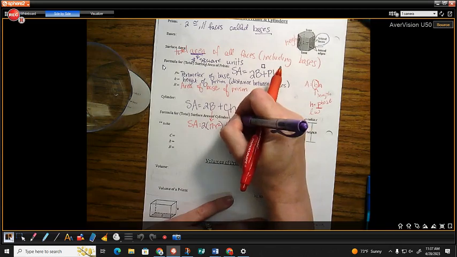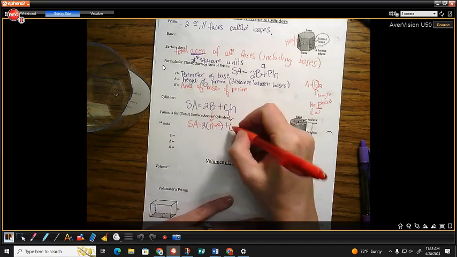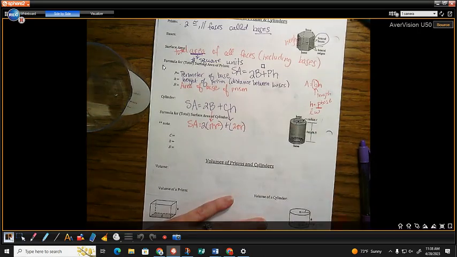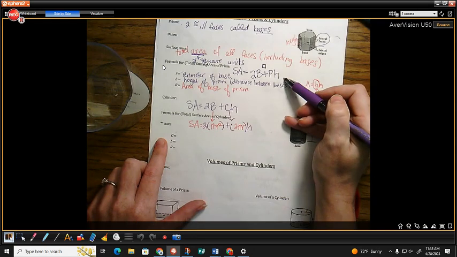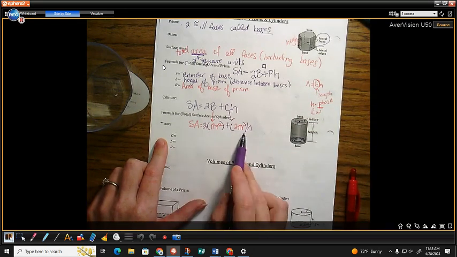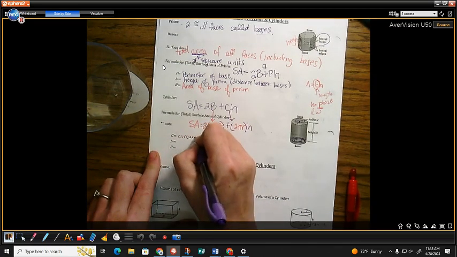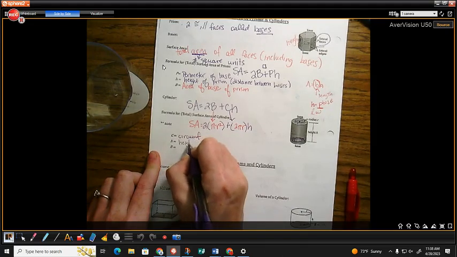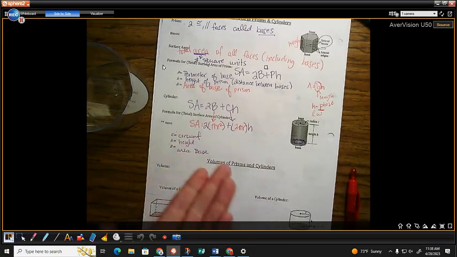Plus, how do I get circumference? What's that? Is it 2 pi r? I don't know, is it? Okay, somebody else agrees with you. So 2 pi r, and then times your height. So now I've taken the same old formula I had up here, and now I've turned it into the custom one for a cylinder. And C is circumference, H is height, B is still the area of the base. And you already know how to do those. That's not so bad, is it?